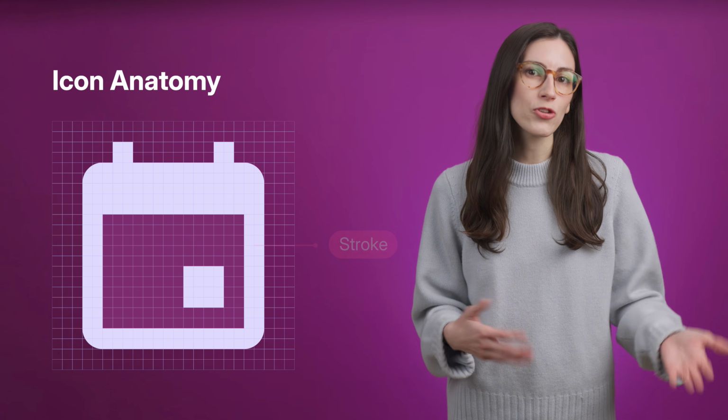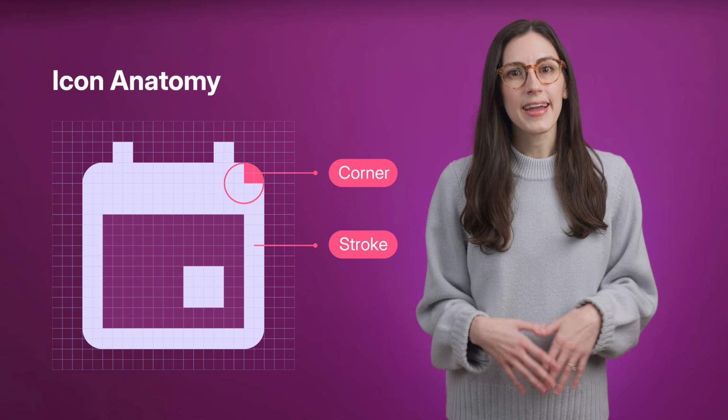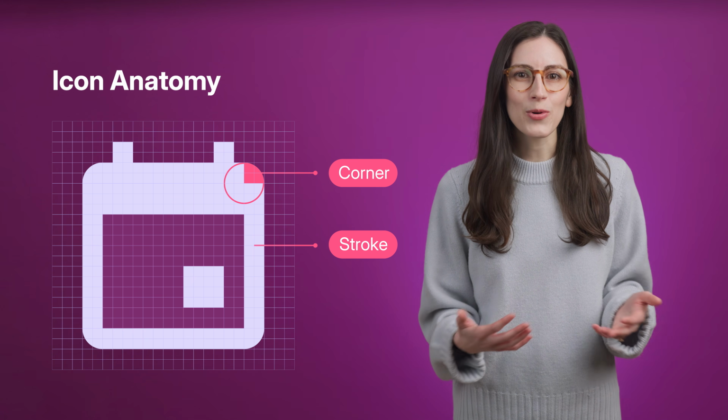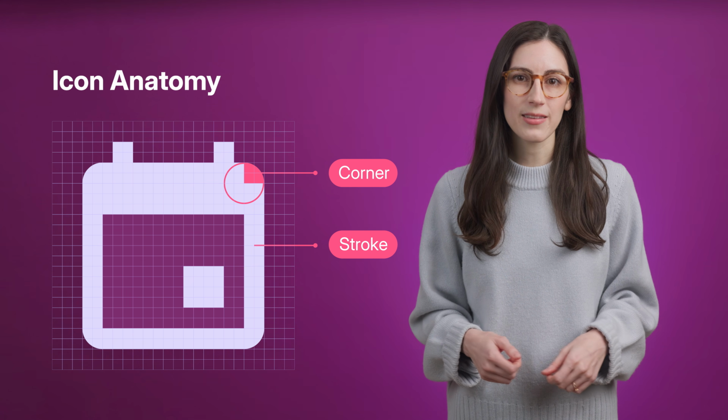Now, let's talk about icon anatomy. Icons are made up of shapes that are created by strokes and corners. A stroke is a line that encompasses a shape and can sometimes be referred to as a border. A corner is the point where two strokes meet and can vary in how sharp or curved it is.